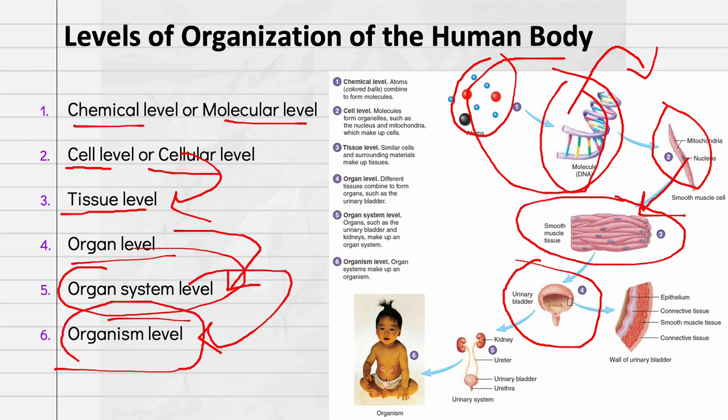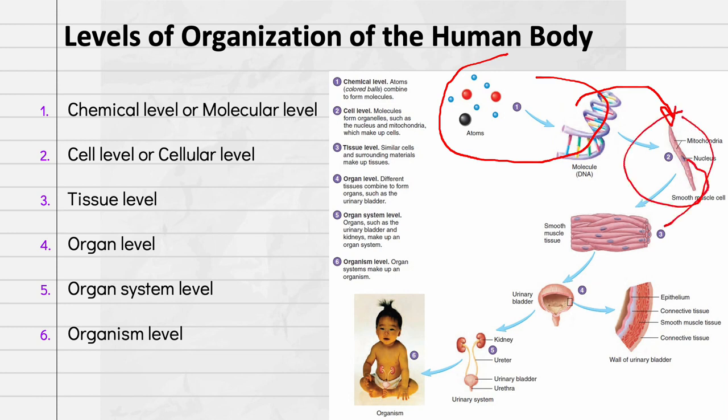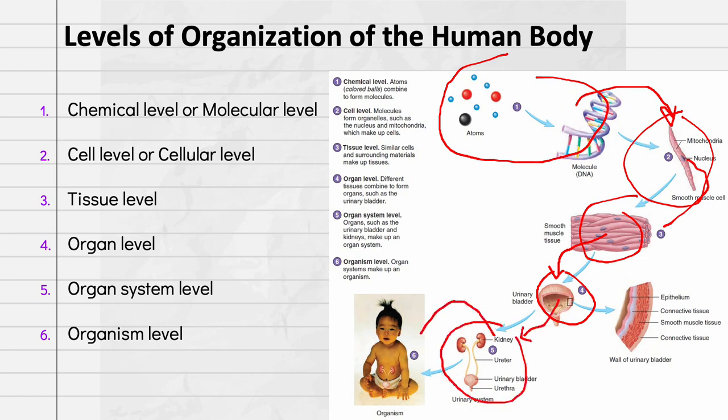So, starting from the chemical level or molecular level, up to the cells joining together at the cellular level, cells join together to make the tissue level. Many tissues working together will make an organ level, different organs working together will make a system, and finally different systems will work together to make an organism or individual level.